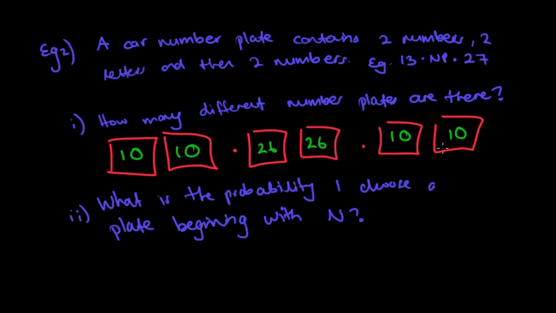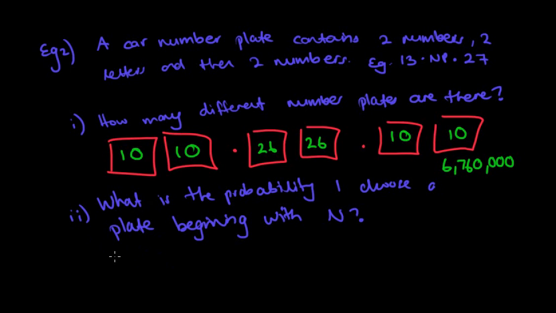And all I now need to do is get my trustworthy calculator out and then times them all together. So we're doing 10 times 10 times 26 times 26 times 10 times 10, because there are 10 digits between 0 to 9 and there are 26 letters in the alphabet. Then we type that into the calculator, find the answer, which is going to equal 6,760,000 different combinations.